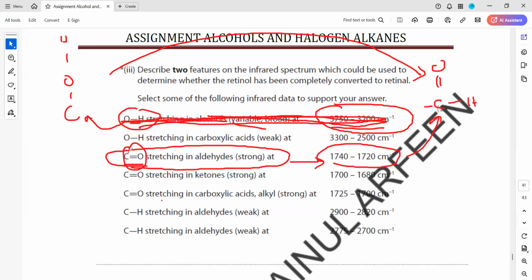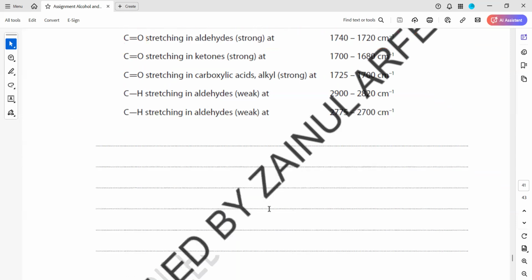So the answer should be a structured answer, where you relate your points one to the next. First, in the beginning, OH absorption is there. Then as the reaction starts, the aldehyde starts to form. So it will have a peak due to OH, which is already there, and due to the aldehyde, which is formed. And once the reaction has completed, there is no peak because of the OH, and only the peak due to C double bonded with O of the aldehyde will remain.